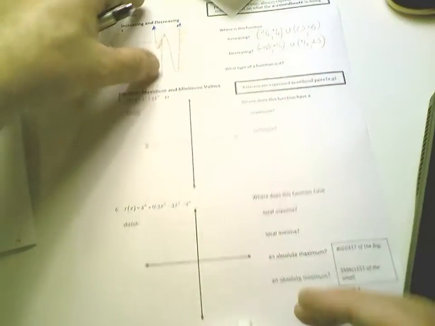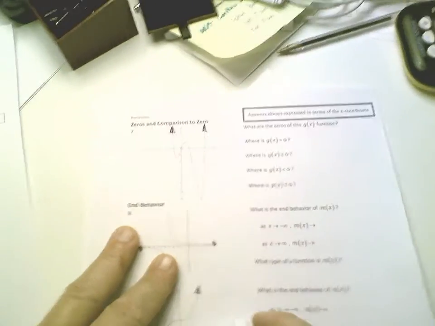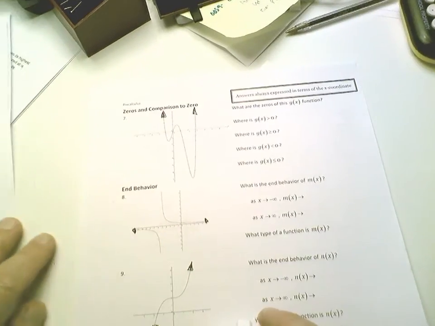And let's move on to our back page, just through example number 7. Bear with me one second as I grab that. Here we go. So, our last piece, 0 in comparison to 0 and end behavior for this part of the lecture.